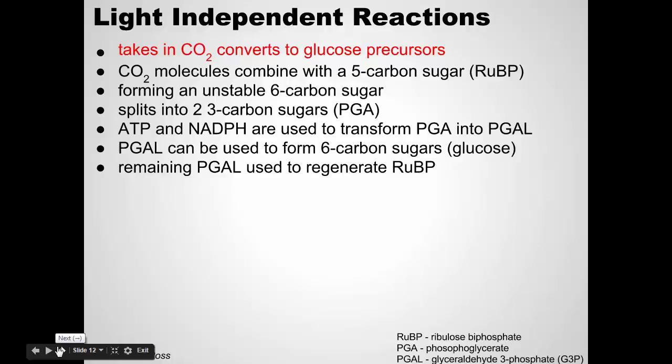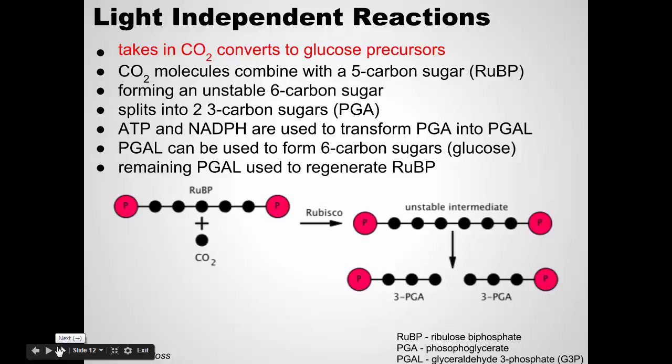That can then be used to form glucose later on. It can be used to form amino acids or starches or other molecules. This is the purpose of the dark reactions, to produce this G3P, which can be used to form glucose. And then the remaining carbohydrate molecules need to regenerate ribulose bisphosphate so that it can combine with carbon dioxide and repeat this whole thing. So you need that cycle.